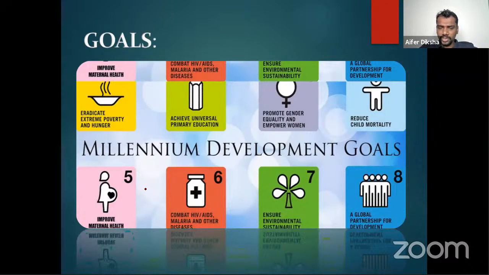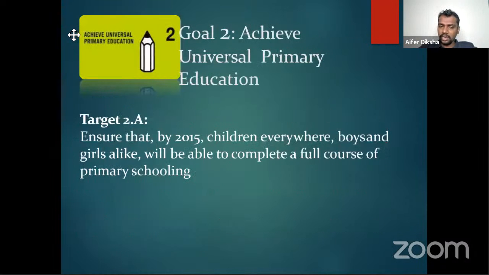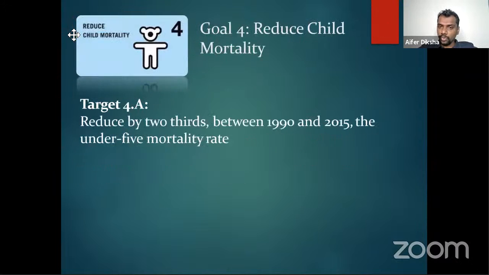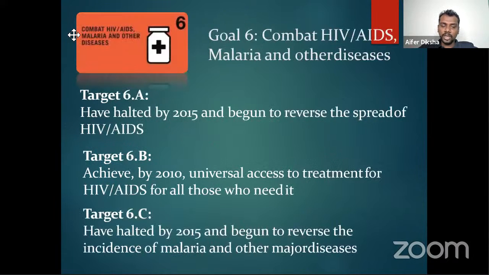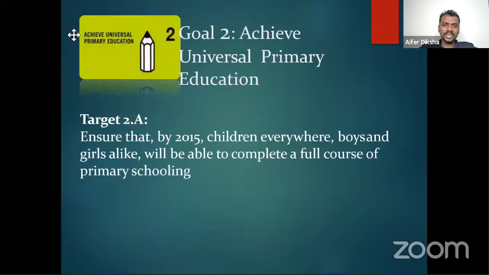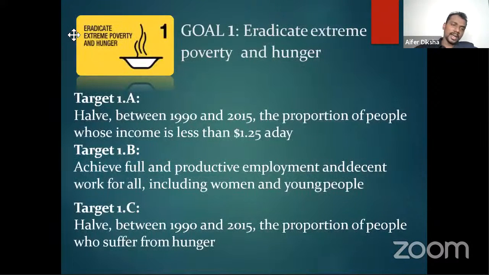I will just quickly go through the goals; I'm not spending much time on this. Goal 1, eradicate extreme poverty and hunger. Goal 2, achieve universal primary education. Goal 3, promote gender equality and empower women. Reduce child mortality. Improve maternal health. Combat HIV, AIDS, malaria, and other diseases. Ensure environmental sustainability, and finally develop a global partnership for development. So as a part of this, I hope some of you have a doubt regarding whether you have to study different targets or not.